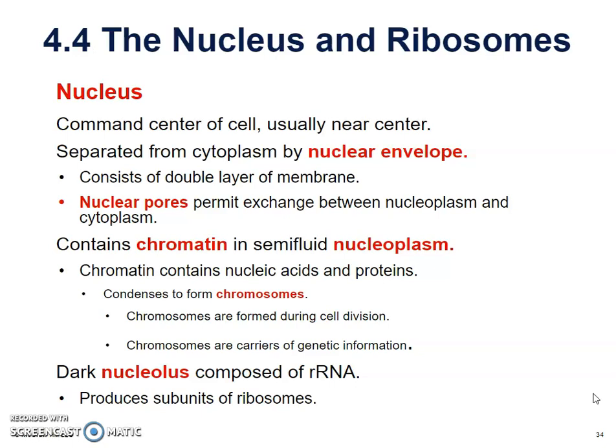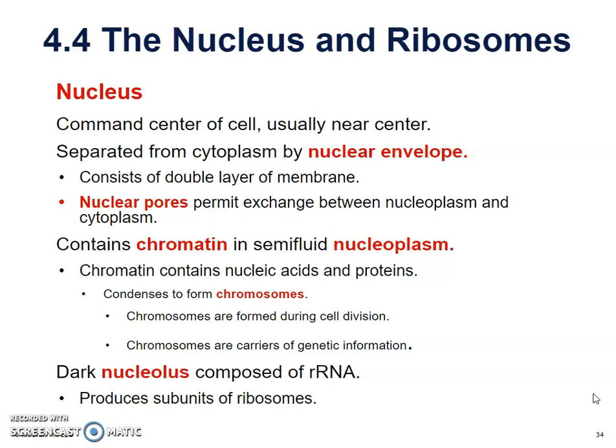It contains chromatin in a semi-fluid nucleoplasm, which is like a jelly or like jello. Chromatin is where the DNA is found. It contains nucleic acids and proteins. When the cell divides, it condenses to form chromosomes. And those chromosomes contain genetic information.